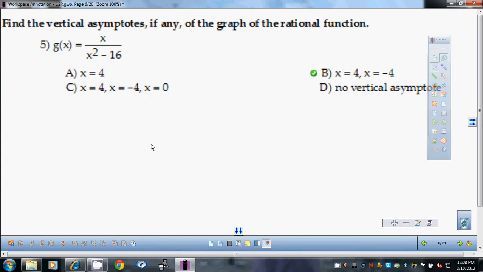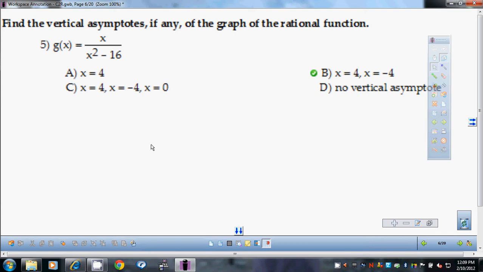Do not get this confused with what we did yesterday with the inequalities. Yesterday, yes, you would have needed 4, negative 4, and 0 to test your ranges. But when it just comes to vertical asymptotes, all we care about is what's going to make the bottom equal to 0. So don't be lured by C.